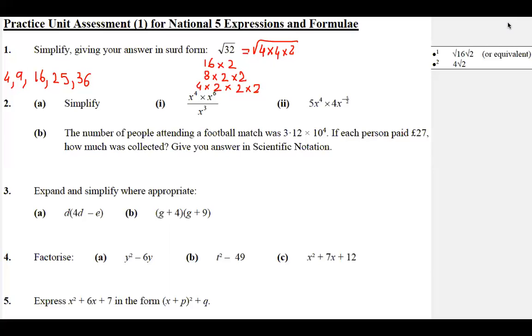So that's why when they mark you here, it tells you either you see it straight away as root 16 times root 2, but if you hadn't seen it, it tells you you still get a mark if you get an equivalent. So if you had gone 8 times 2 times 2 or 4 times 2 times 2, you will still get that 1 mark.